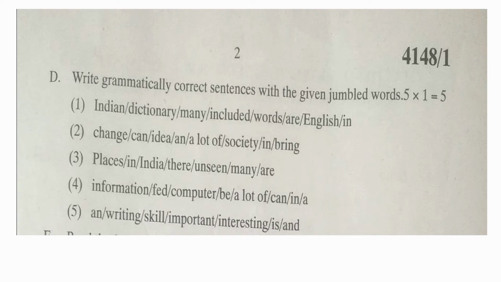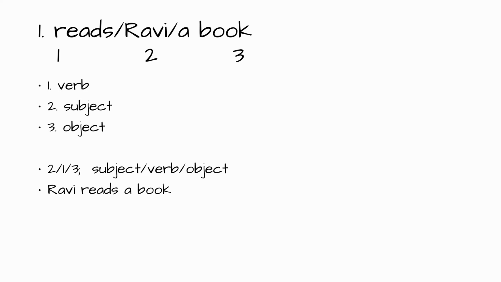Now you see, I would like to explain that item by taking a simple example. I have given you 3 words which are jumbled. This is not a sentence because it is not giving any sense. There are 3 words, 1, 2, 3. What are they? 1, reads. 2, Ravi. 3, a book. So these 3 are the words given in a jumbled manner. We have to rearrange them to make a meaningful sentence.